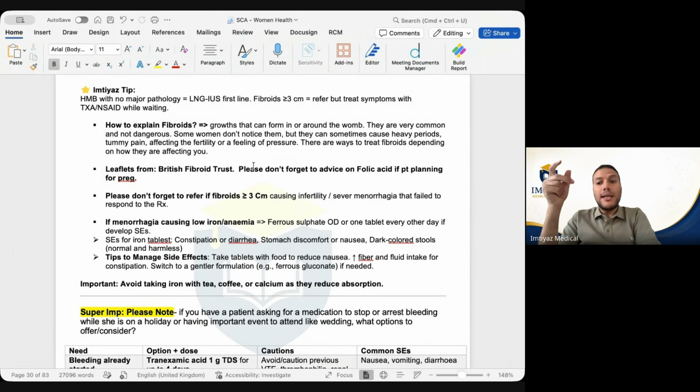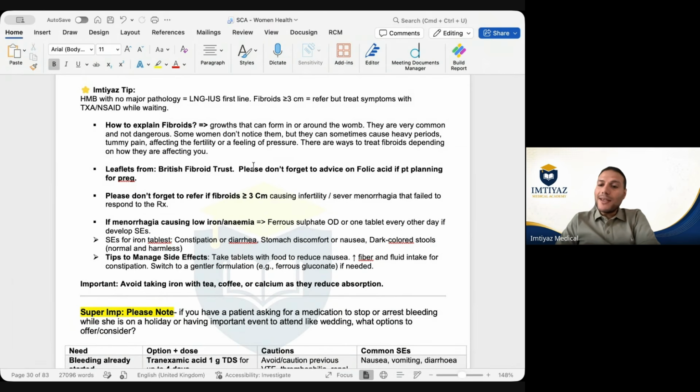Also, leaflets. The British Fibroid Trust can give you good information too. I will send you the website. The British Fibroid Trust website covers what a fibroid is, why you have fibroids, different treatment options, and how it can affect you in terms of your fertility, your symptoms, your menstrual cycle and the bleeding every month, and so on. All right.